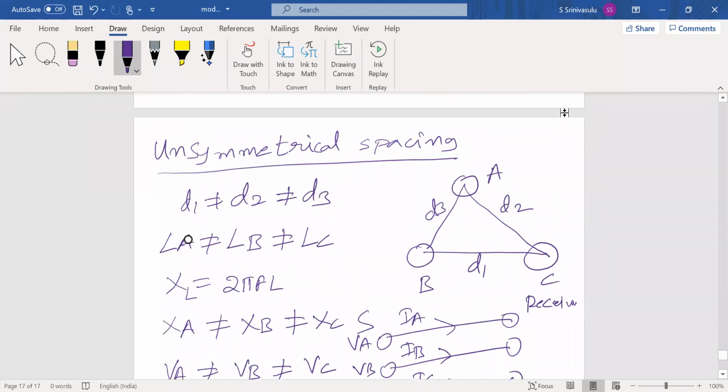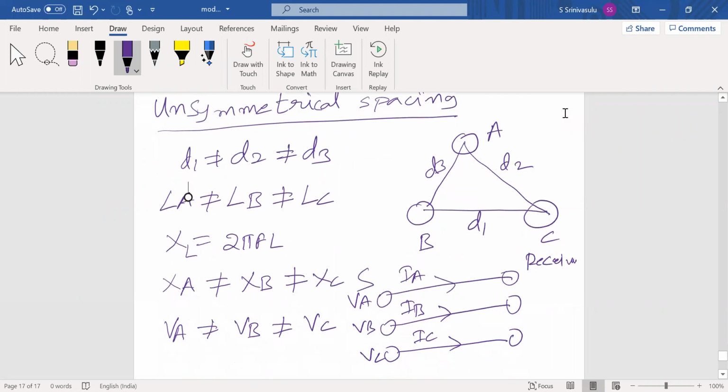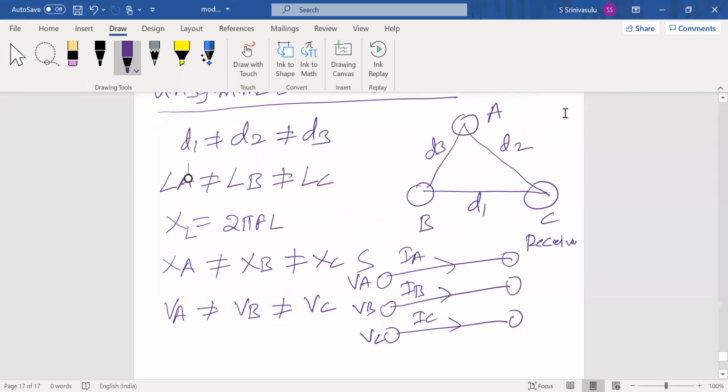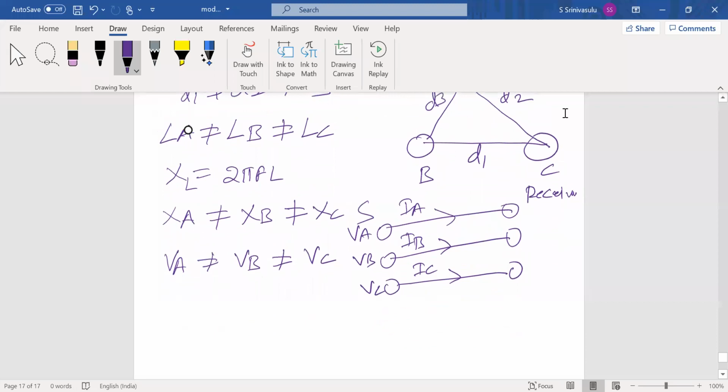In case of unsymmetrical spacing of the conductors, the inductance per phase is not equal. When the inductance per phase is not equal, the inductive reactance per phase is not equal. And when the inductive reactance per phase is not equal, the voltage drop on each conductor is also not equal. Therefore, we get a different voltage at each phase, and the system goes to an unbalanced condition.